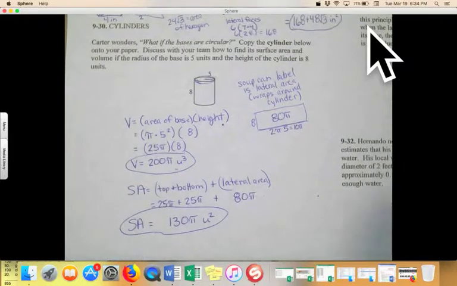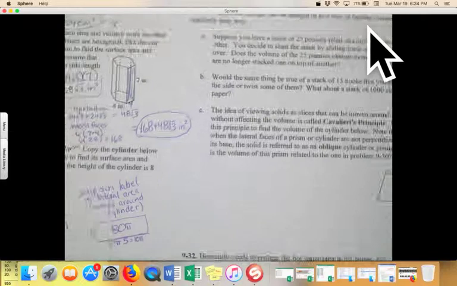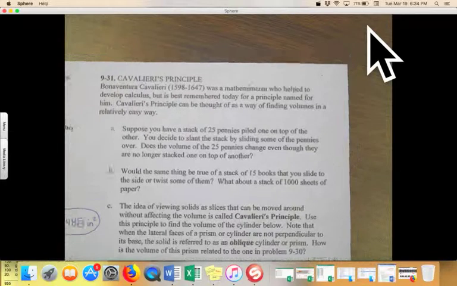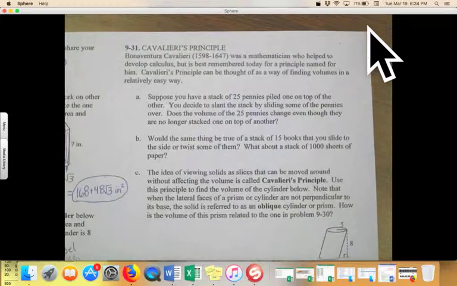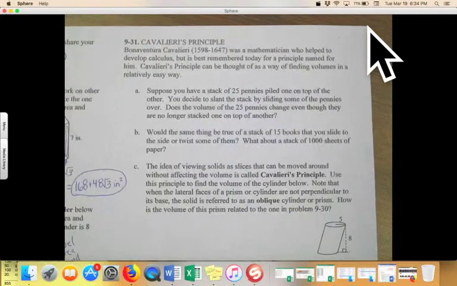Okay, 2 challenges here. The first one is about Cavalieri's principle. Bonaventura Cavalieri was a mathematician who helped to develop calculus, but is best remembered today for a principle named for him. Cavalieri's principle can be thought of as a way of finding volumes in a relatively easy way. It says, suppose you have a stack of 25 pennies piled on top of one another, and you decide to slant the stack of pennies by sliding some over. Does the volume change even though they are no longer stacked on one another? Well, I don't have a stack of pennies here.